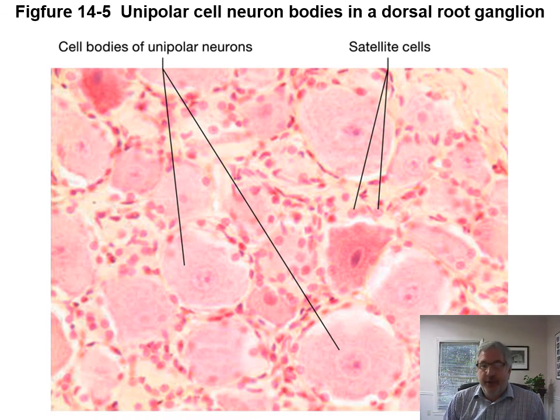So back to that photomicrograph of cell bodies in a dorsal root ganglion. These are unipolar cell bodies. These are in a dorsal root ganglion, so that means it's the peripheral nervous system. So you have satellite cells wrapped around them, because those are the neuroglial cells that you would have in the peripheral nervous system. Next slide.